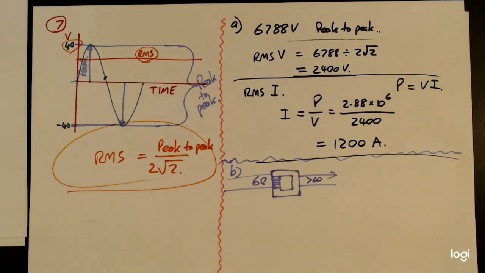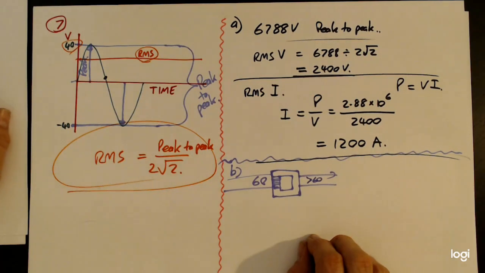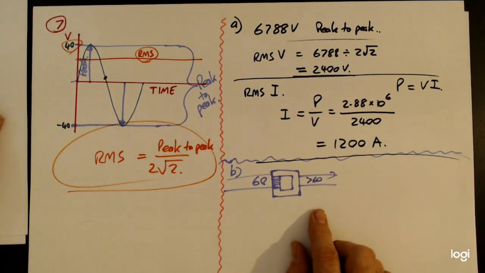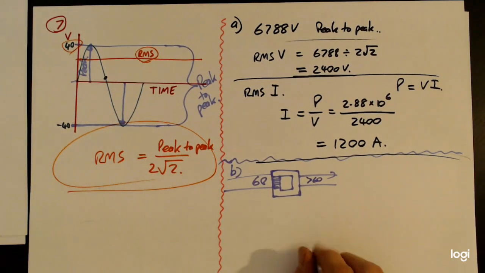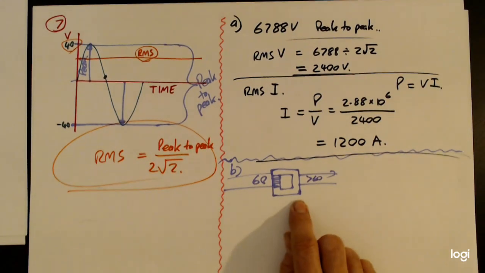All right, that's the first little challenge. They even use the phrase step down to try and trick you. It is a step up transformer. All right, how many turns are on the secondary side of the transformer?